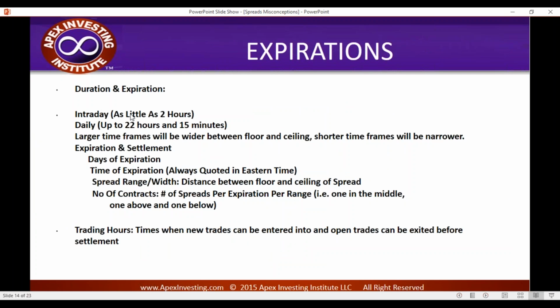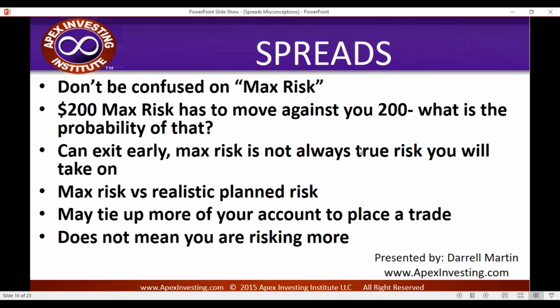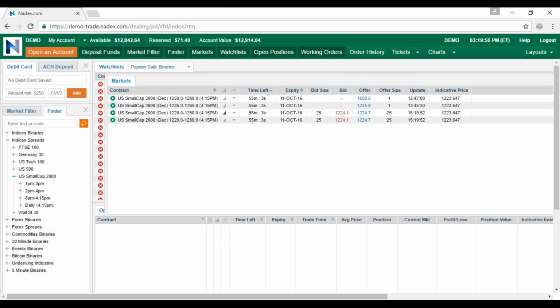There's all kinds of different spreads. You've got 2-hour spreads, you've got daily spreads up to like 22 hours, you've got 5-hour spreads, all kinds of different spreads to choose from with different floors and ceilings. Okay, now let me show you an example here. Just what we were looking at a second ago, these spreads here. This spread here is from what? 1220 to 1280. This one's from 1220 to 1250, 1235 to 1265, 1250. There's different floors and ceilings. Okay, so you've got all kinds of different types of spreads.